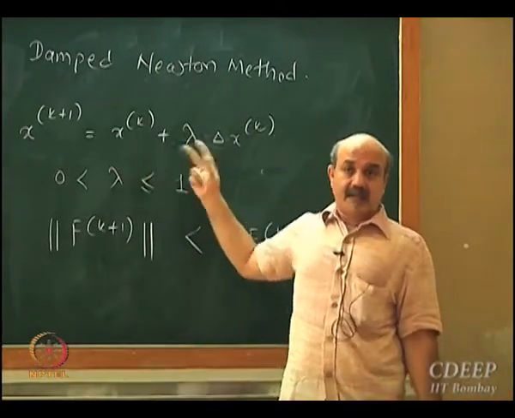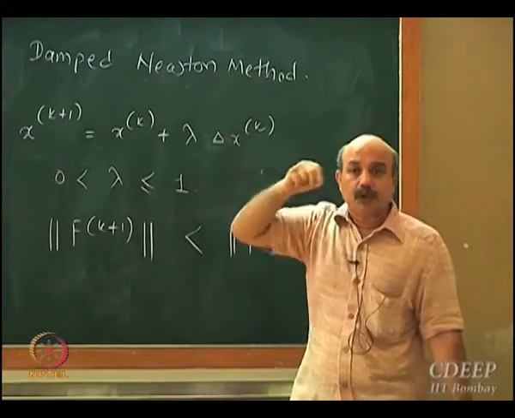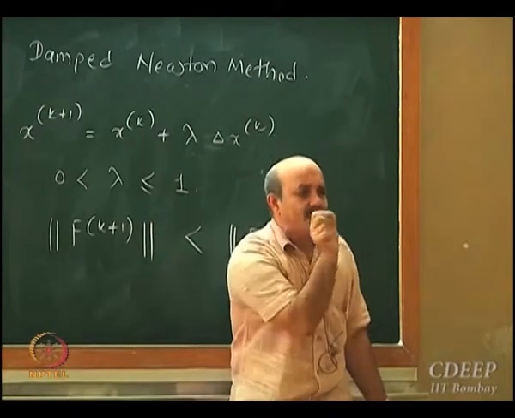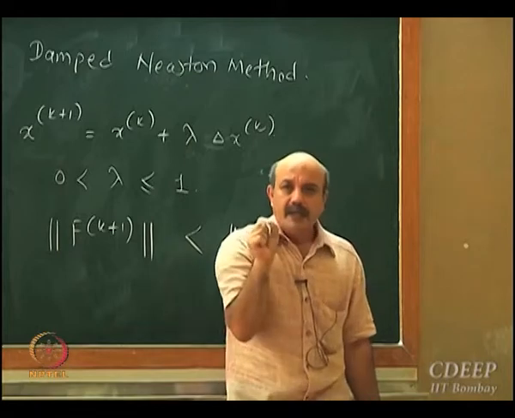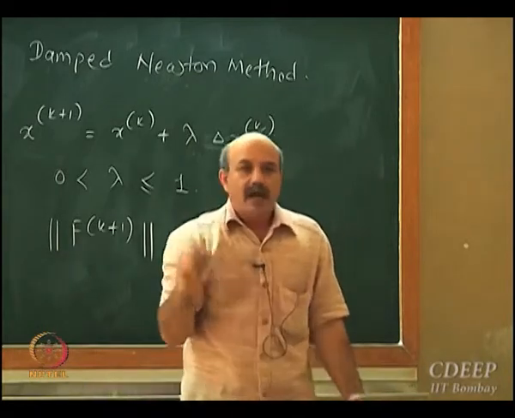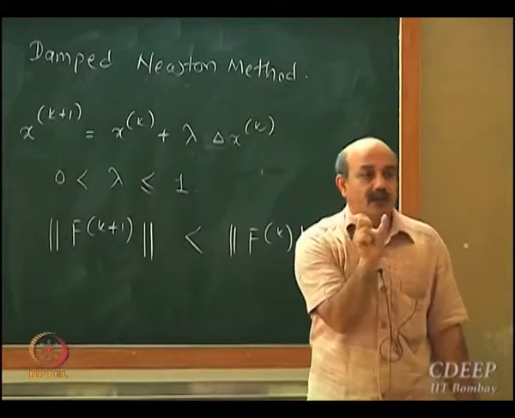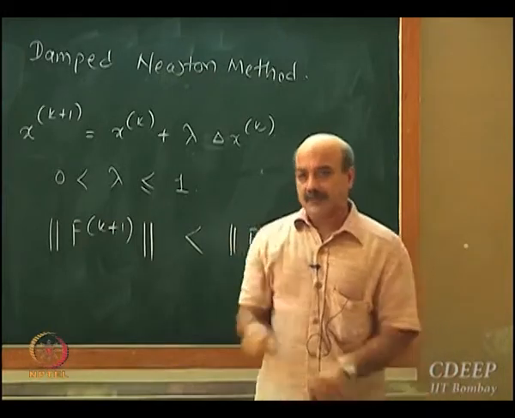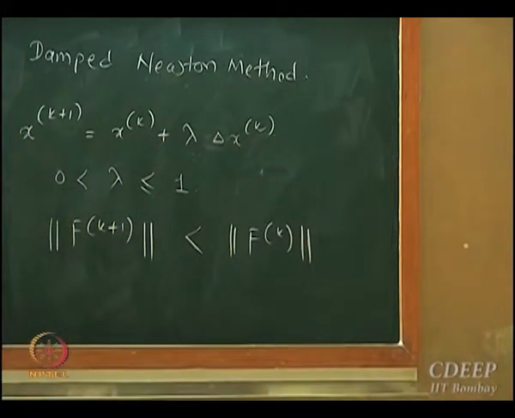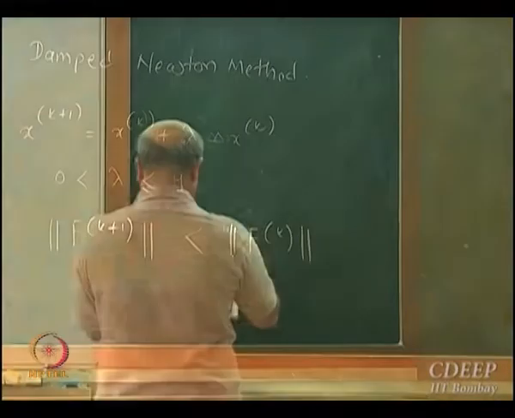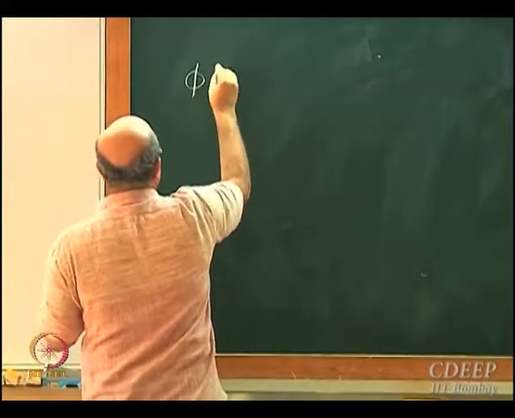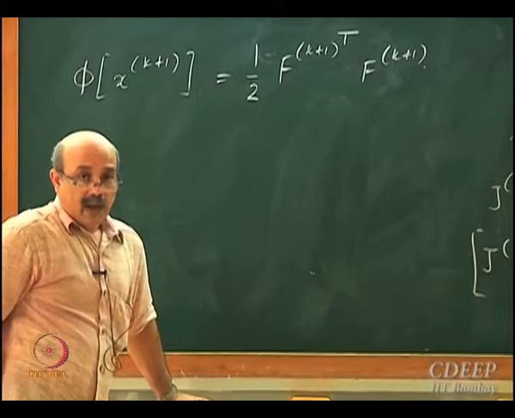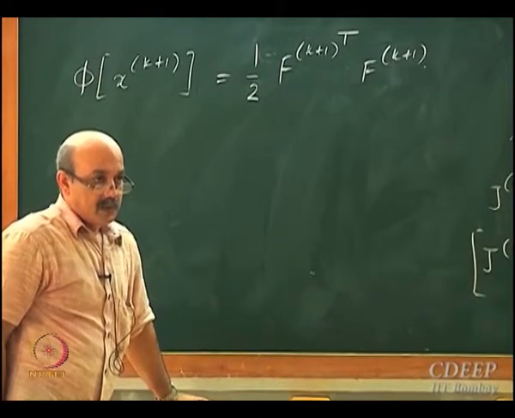This lambda which is less than 1 is used because we are doing a Taylor series approximation, and the Taylor series approximation is valid only in a small neighborhood. This lambda helps us find out what is that neighborhood where you should apply the Taylor series approximation. So what I am going to do now is look at this function phi.